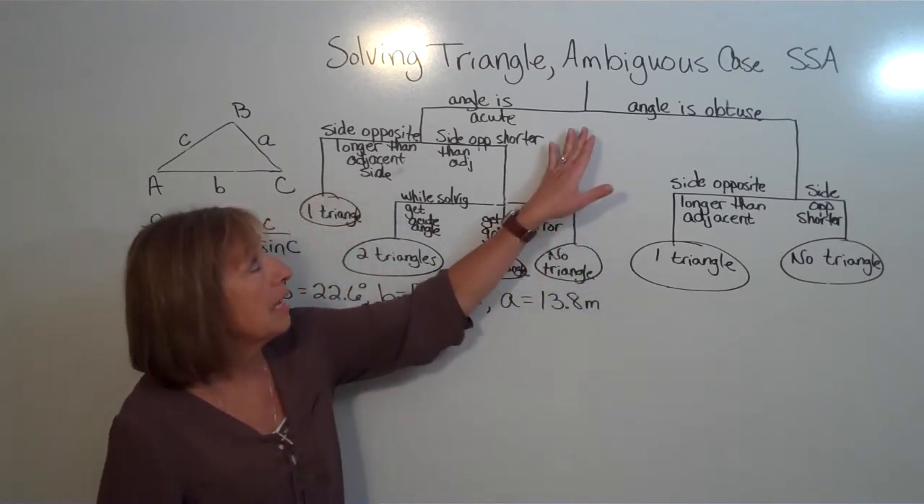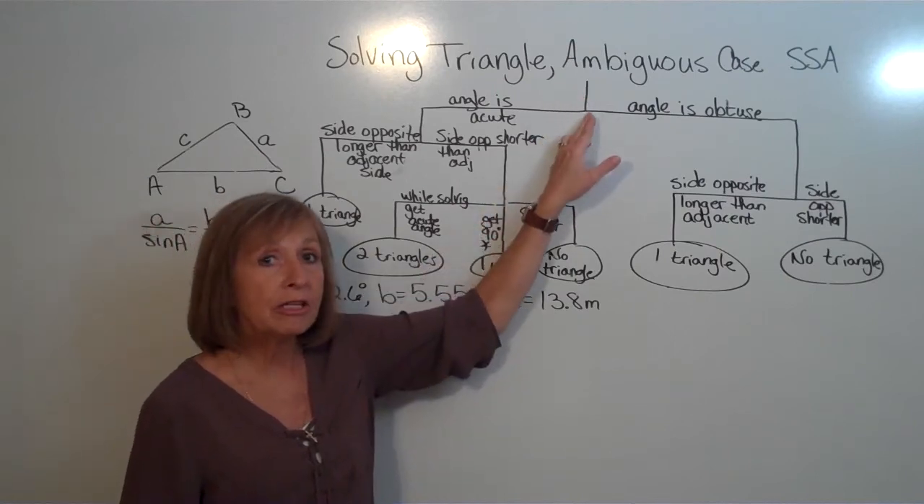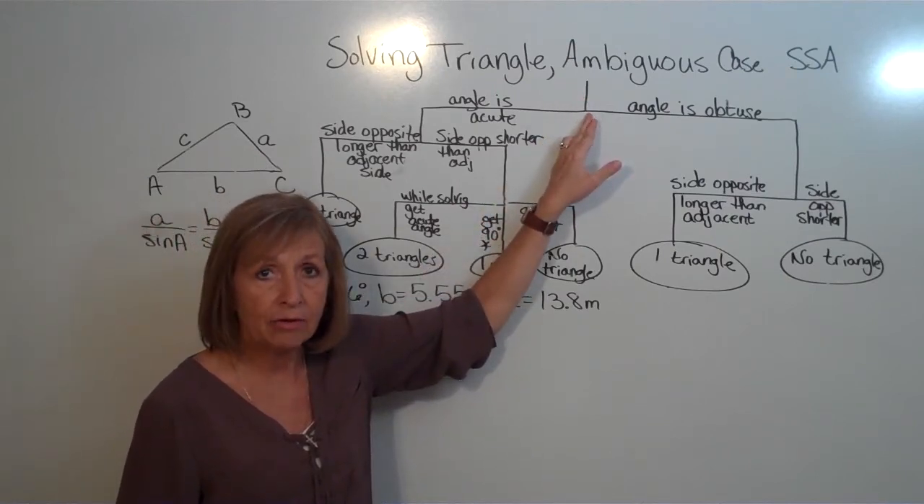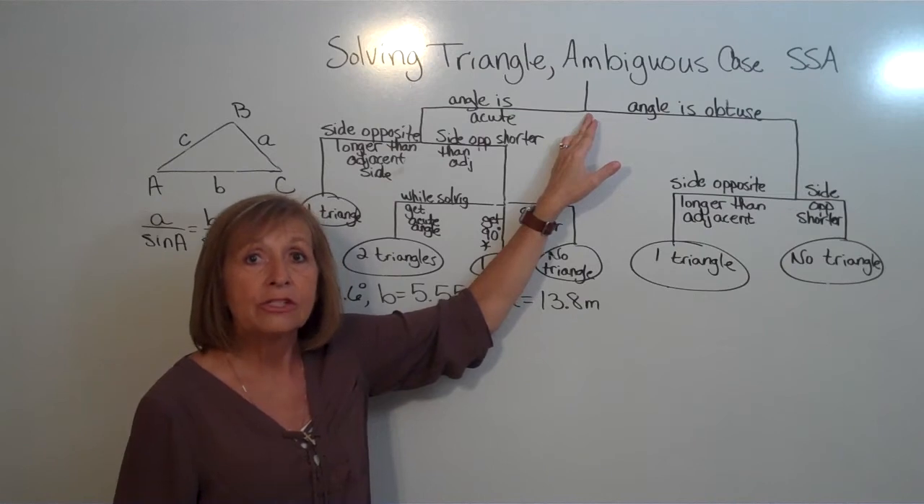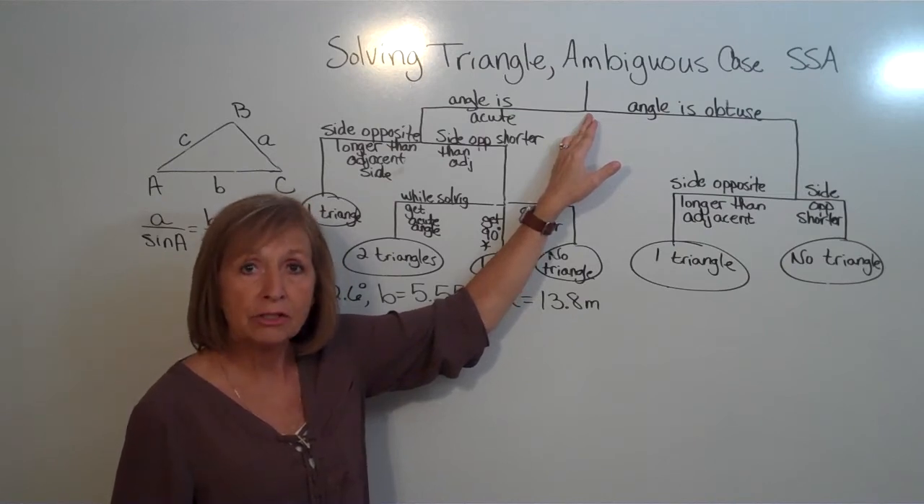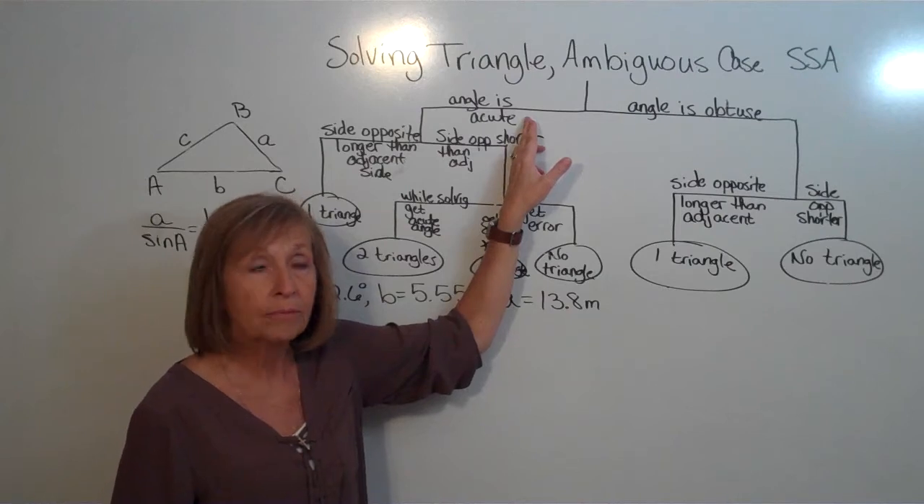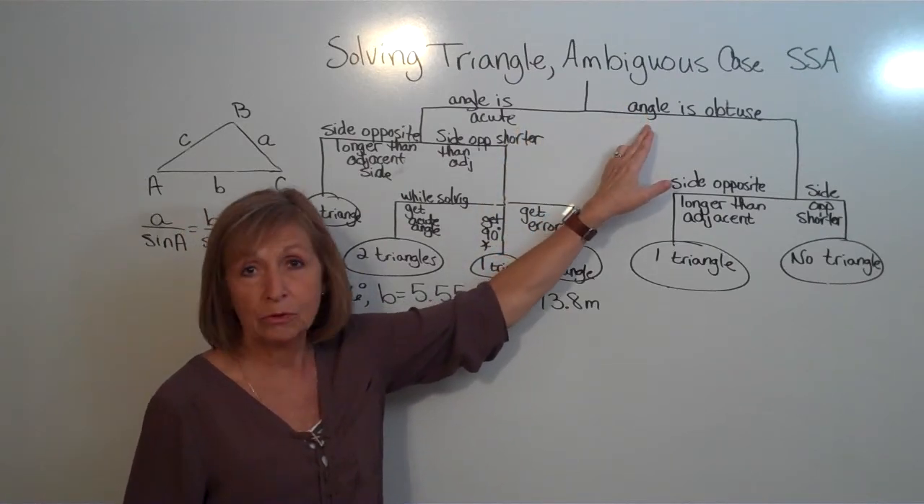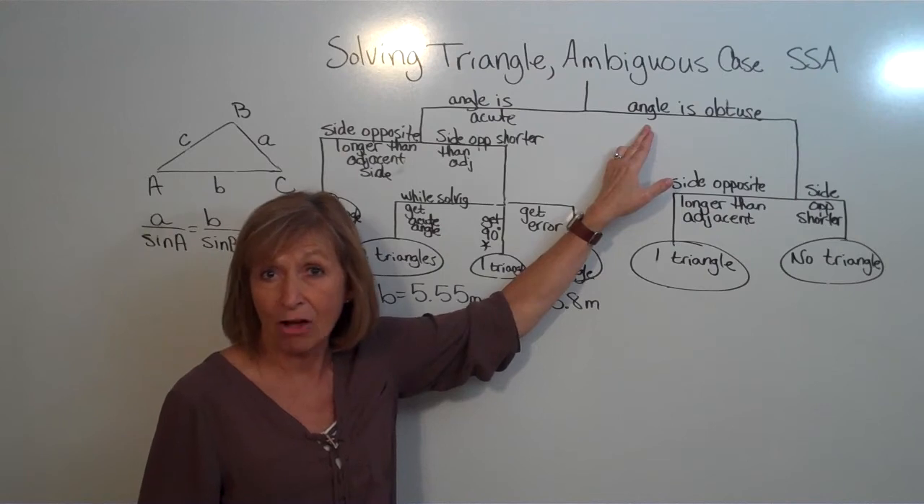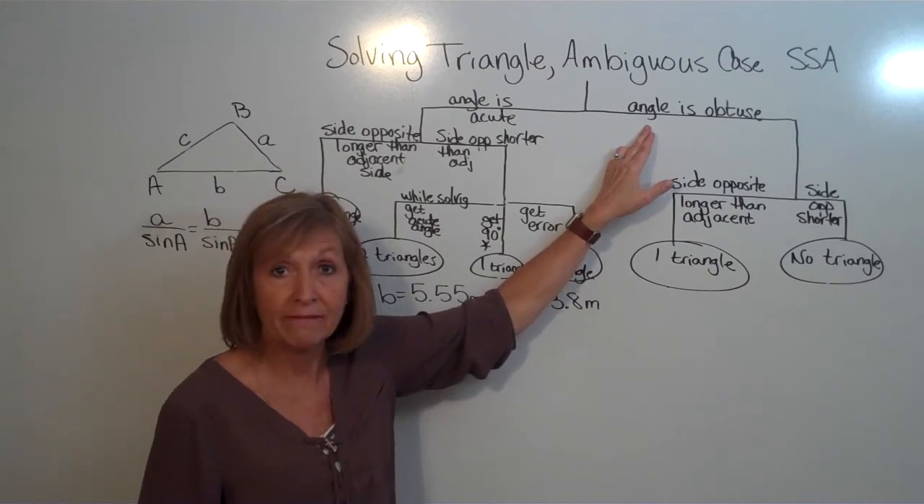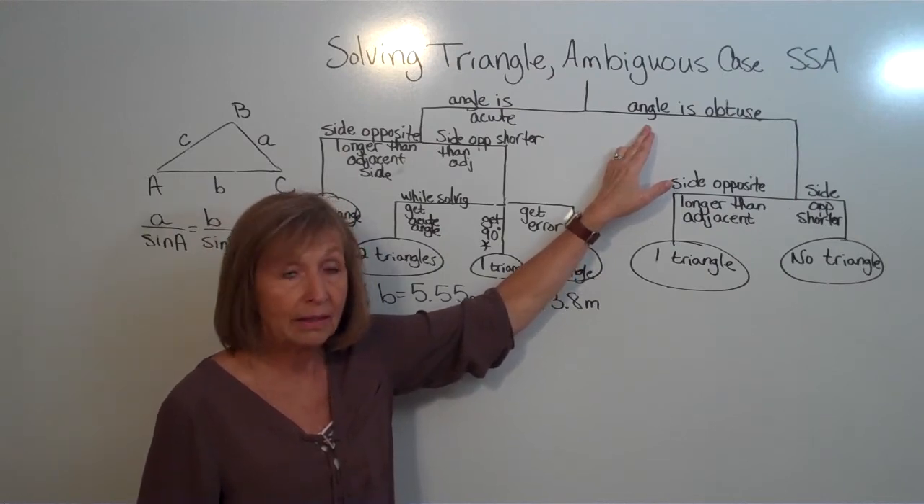With the ambiguous case, the very first thing you want to do is look at the angle that they're giving you and ask: do you have an angle whose measure is between 0 and 90 degrees, which would be an acute angle, or do you have an angle whose measure is between 90 degrees and 180 degrees? In that case, you would have an obtuse angle.